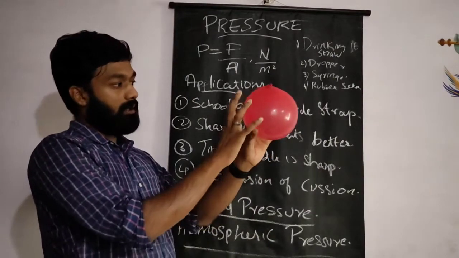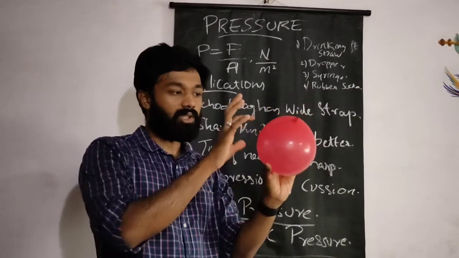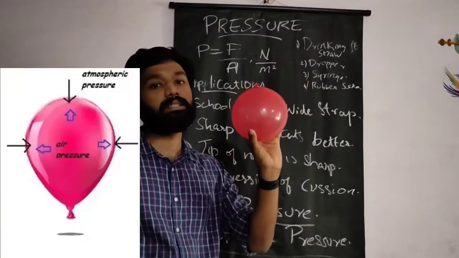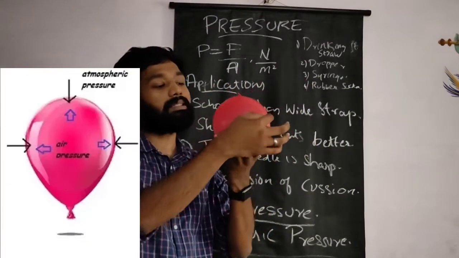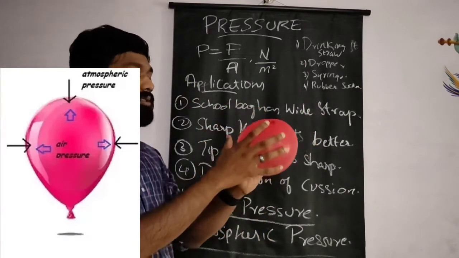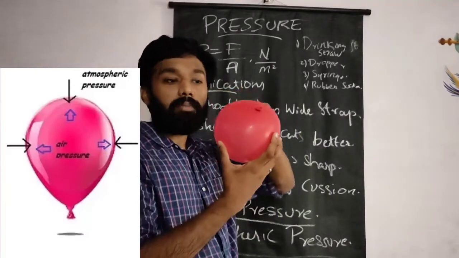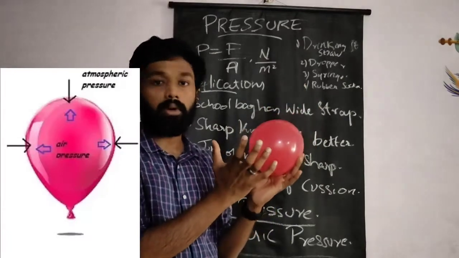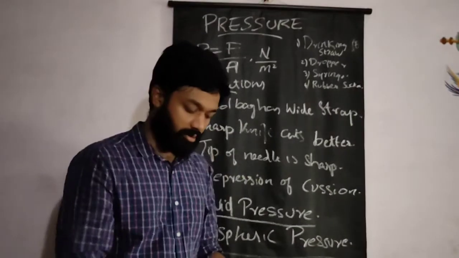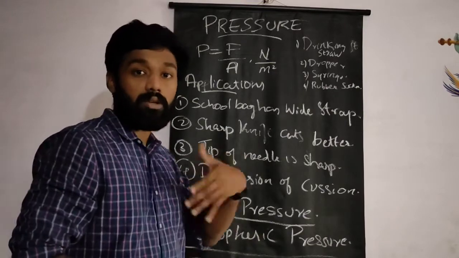So what happens? There are so many gas molecules present in this balloon, so there will be so many collisions inside. That means I am blowing so many air particles in and closing this balloon, so it exerts a pressure. These air particles exert a pressure, and that's due to that pressure only that it is big in shape. Okay, if there is no pressure, it will always be like that small balloon. So it is about the pressure of air.